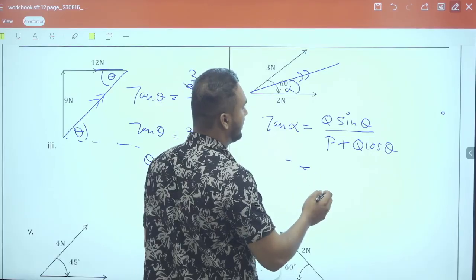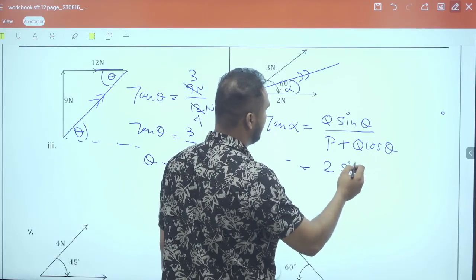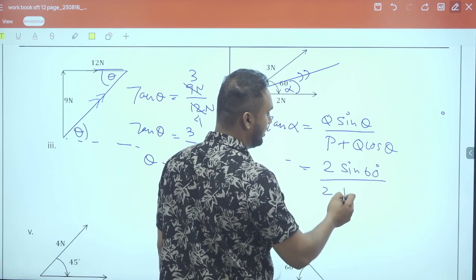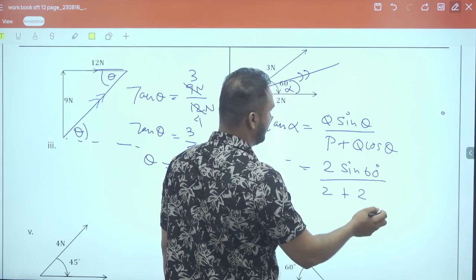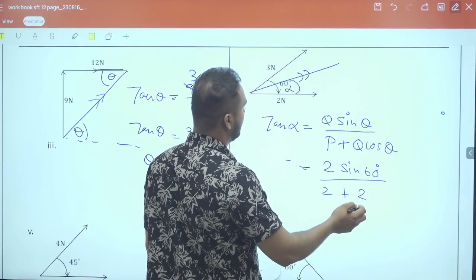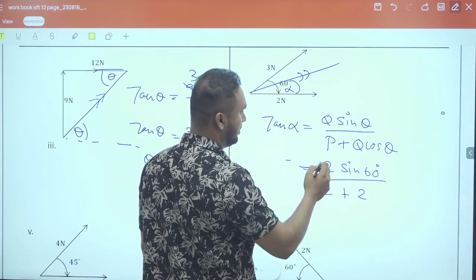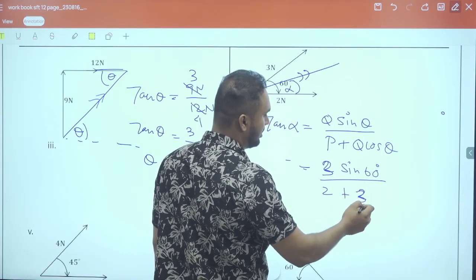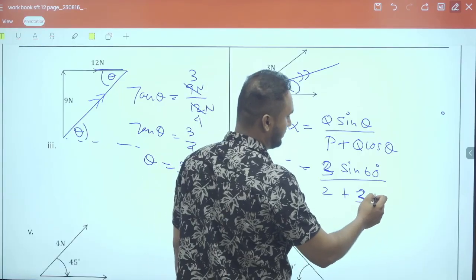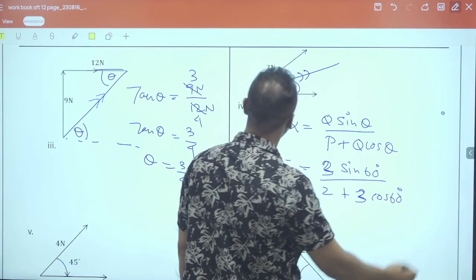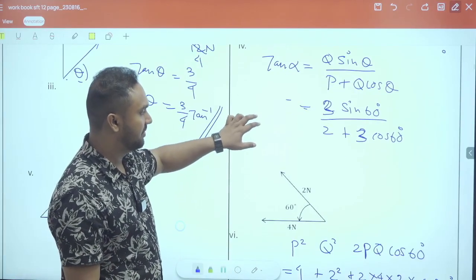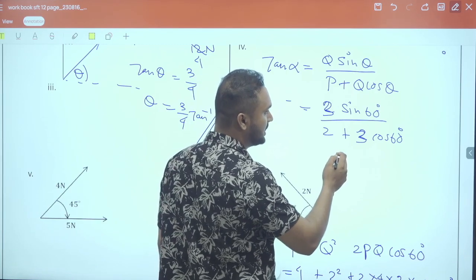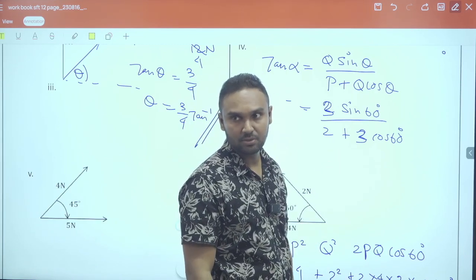So how do you do the simplifying? Q sin theta is 2 sin 60? Divide by P, which is 2 newtons, plus 2. So this one should be 3, right? Q is 3, should be 3. So 3 sin 60 over 2 plus 3 cos 60. So this should be simplified, right? Now tell me, what is sin 60? Sin 60 is root 3 over 2.